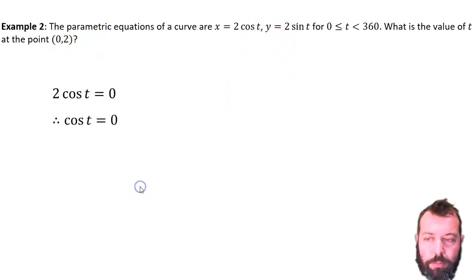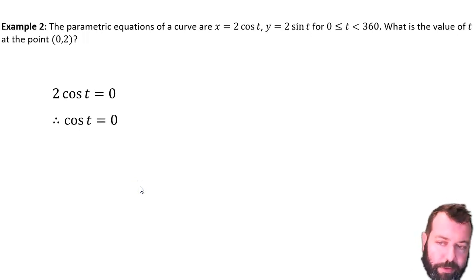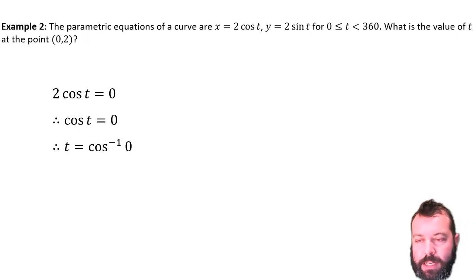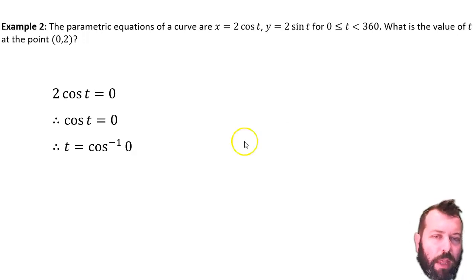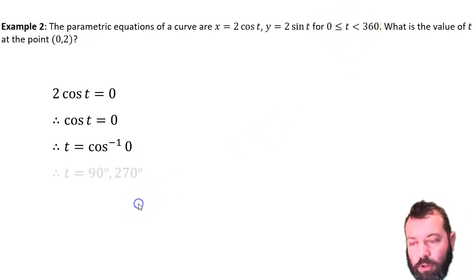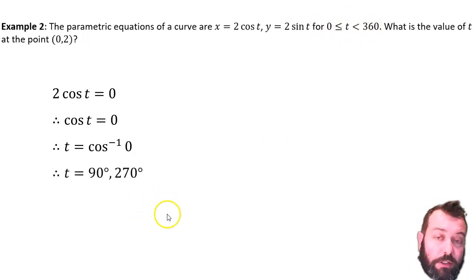2 cos t equals 0 means that cos t equals 0, divided both sides by 2, of course. Means that t is the inverse cos of 0. And between 0 and 360, there are two solutions for that at 90 degrees and 270 degrees. So let's hang on for a moment.